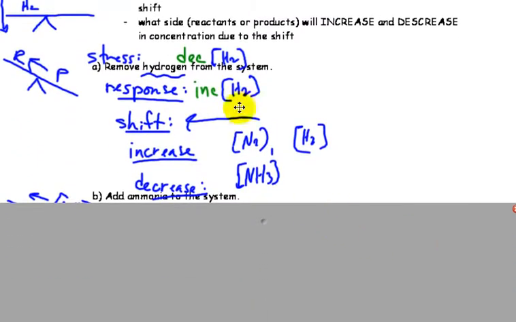Okay, you try the next few with this ammonia equation, and then we'll discuss it to see how you made out. Okay, see you soon.